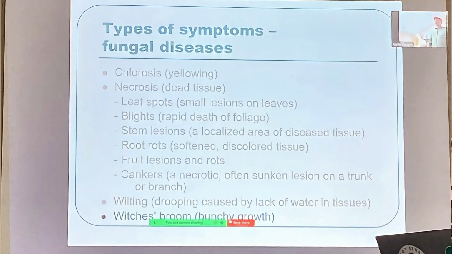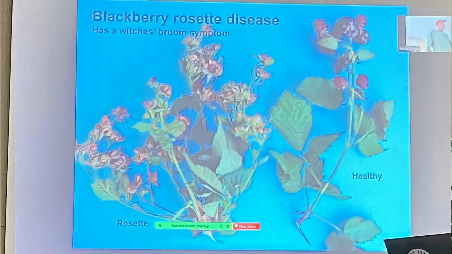Types of symptoms, fungal diseases. We kind of went over that. Wilting, drooping caused by lack of water in tissues. Witch's broom, bunchy growth. Blackberry rosette disease has a witch's broom symptom. There's the rosette on the left, and then what it's supposed to look like, the healthy one, over there.